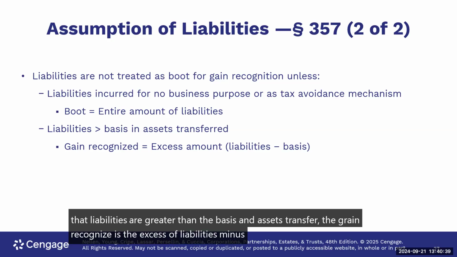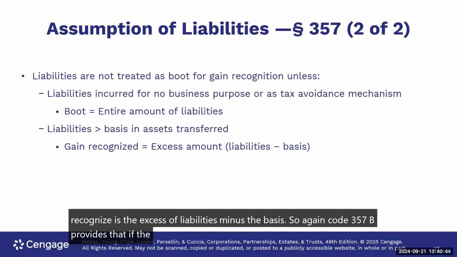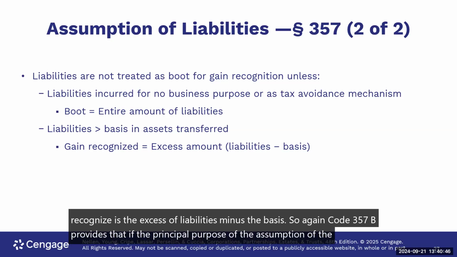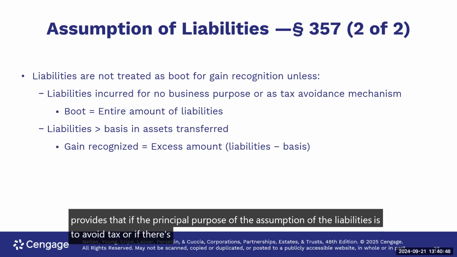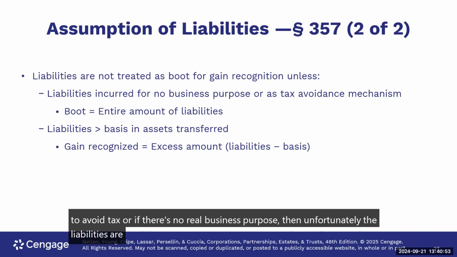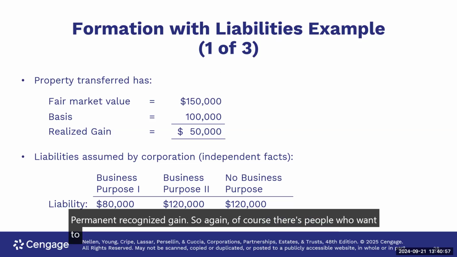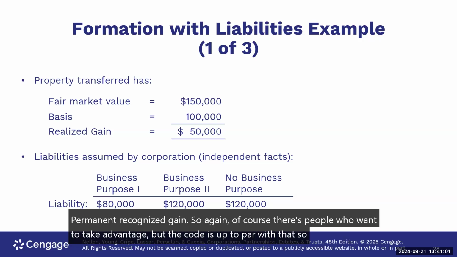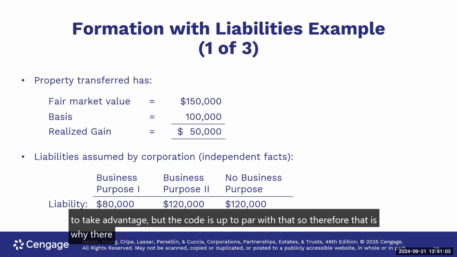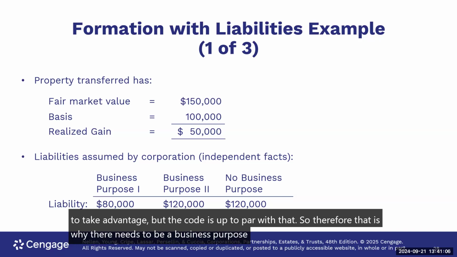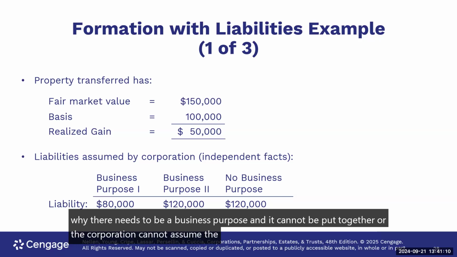Code Section 357(b) provides that if the principal purpose of the assumption of the liabilities is to avoid tax, or if there's no real business purpose, then unfortunately, the liabilities are treated as boot for determining recognized gain. Of course, there are people who will want to take advantage, but the code is up to par with that. Therefore, there needs to be a business purpose, and the corporation cannot assume the liability simply to avoid taxes.